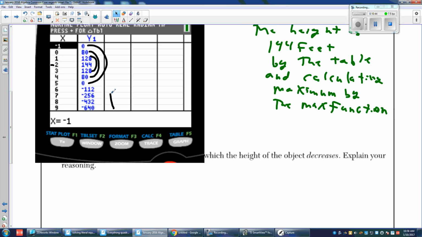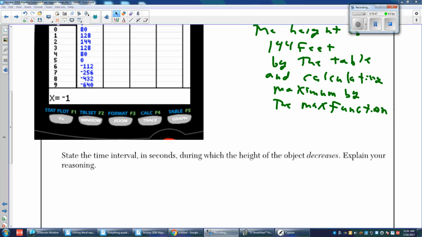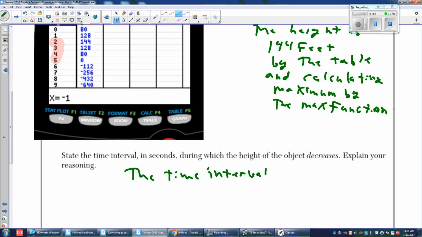The next question says, so now it's asking what's the time interval in seconds during which the height of the object is decreasing? So it's decreasing, let me see, it's decreasing there. Now, is it increasing at 2 seconds? Is it decreasing at 2 seconds? Or neither? So the time interval is from 2 seconds to 5 seconds.